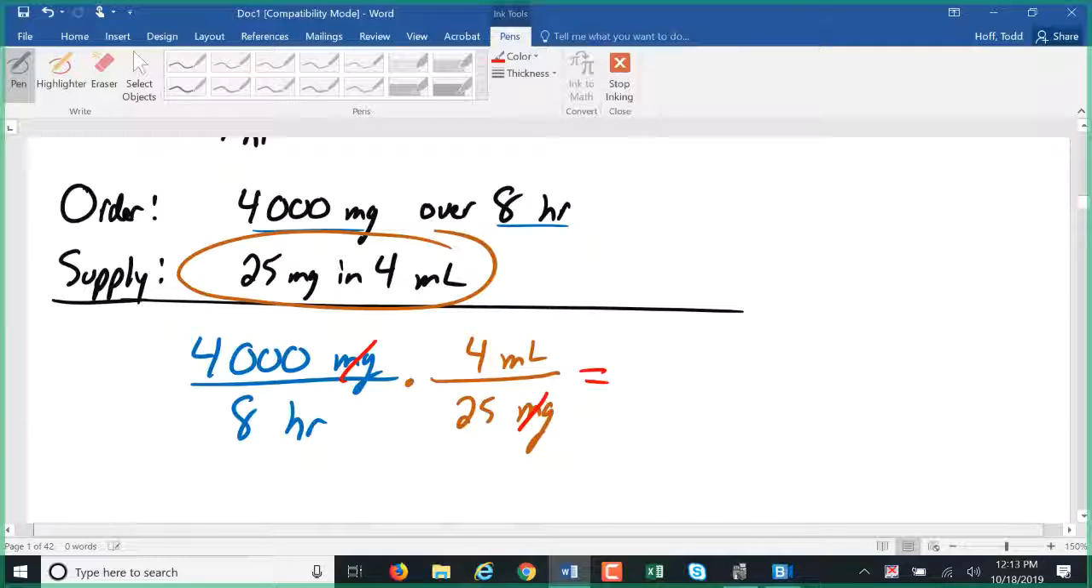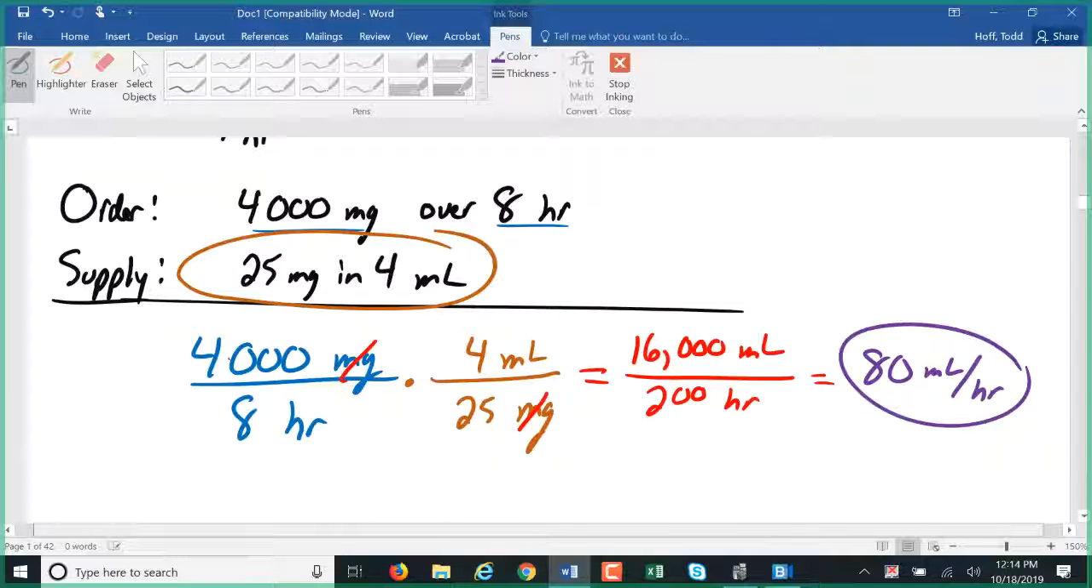Now again, we could do some cross-canceling with our fractions here if we wanted to, but since we have calculators, let's do it the safe way. 4,000 times 4 is 16,000 milliliters. 8 hours times 25 is 200 hours. 16,000 divided by 200 is, what is that, 80 milliliters per hour? That's a flow rate of 80 milliliters per hour.